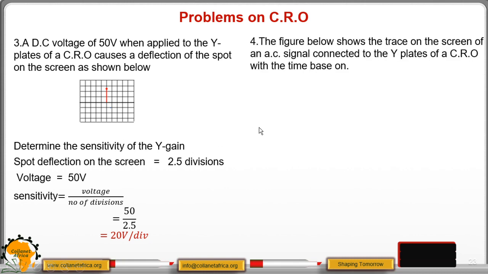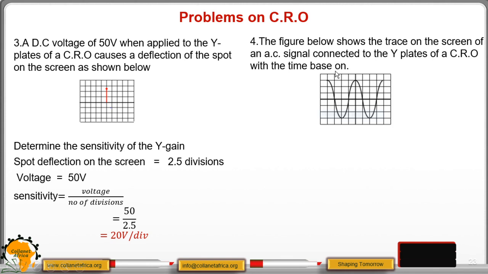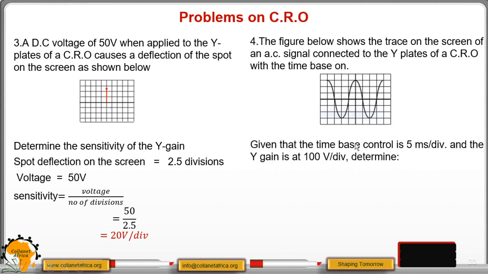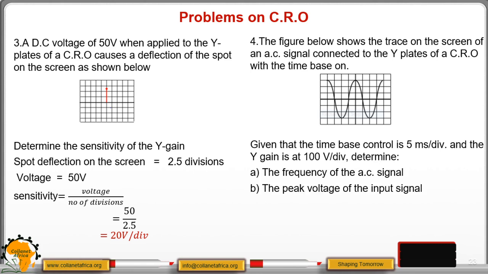Then part 2, or question number 4. The figure below shows the trace on the screen of an AC signal connected to the Y plate of a CRO with the time base on. That is the screen. Given that the time base control is 5 milliseconds per division and the Y gain is at 100 volts per division, determine 1, the frequency of the AC signal, and 2, the peak voltage of the input signal.